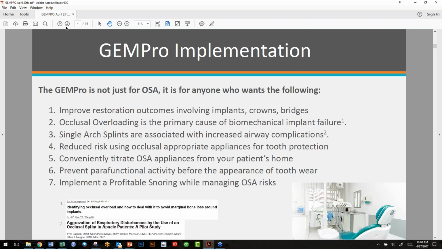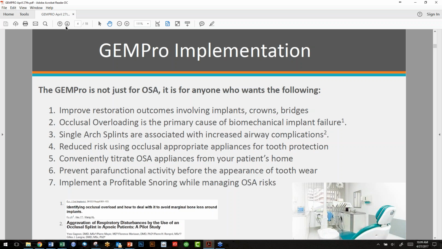Number 3, single arch splints are associated with increased airway complications. If you don't know why your patient has tooth wear, and it happens to be that they have airway problems and parafunction, and you put a single arch guard in, those have been shown, statistically speaking, to compromise the airway further. So you're protecting the enamel at what cost? If somebody has an AHI of 15 and you put a guard in them and now they have an AHI of 25, you've protected the enamel, but consider what's going on with the patient. That's an avoidable outcome, is the way I'll put it.